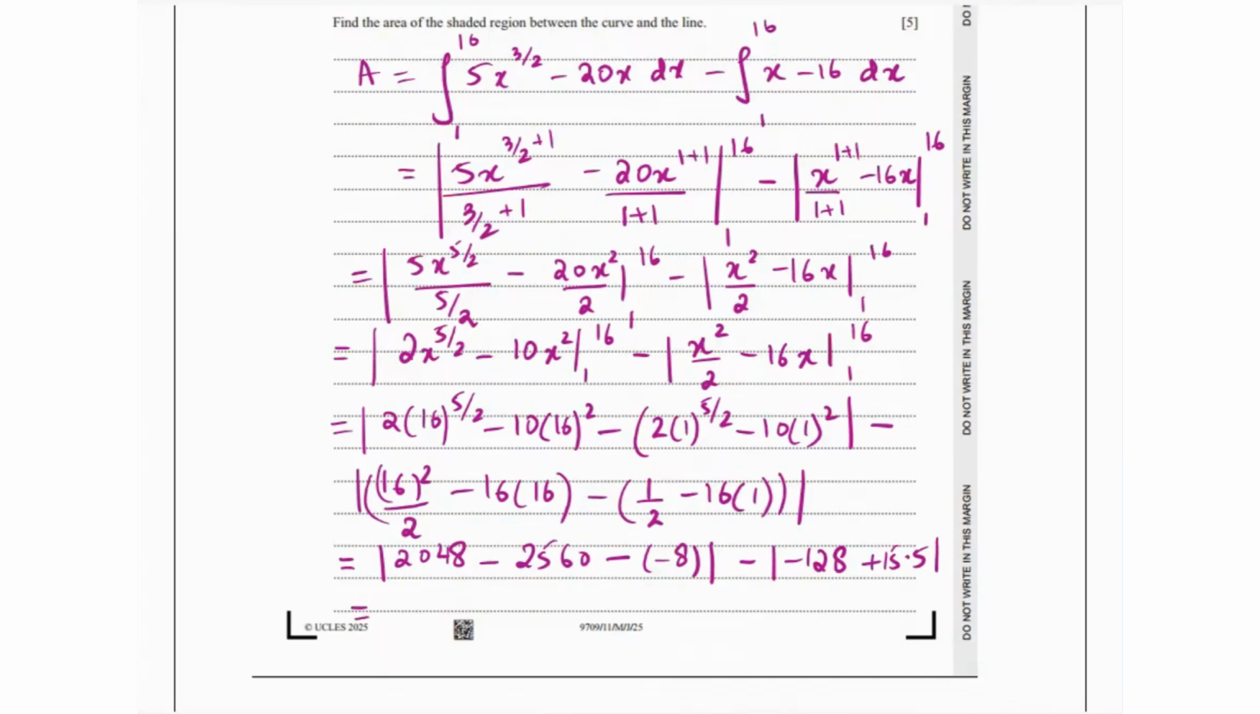Let's find the final value now. We're getting negative 391.5, but since the area cannot be negative, it's going to be positive 391.5. That is the area of the shaded region between the curve and the line.